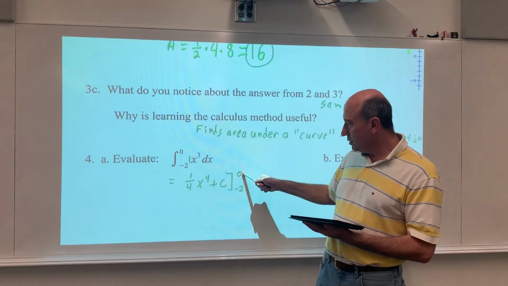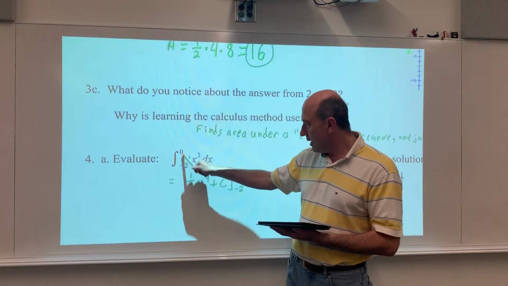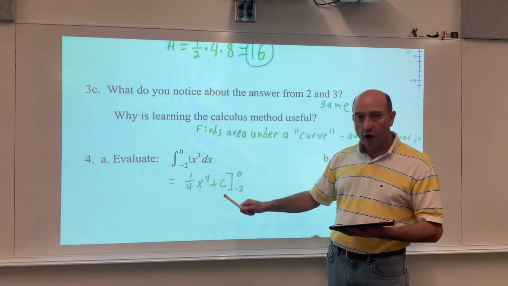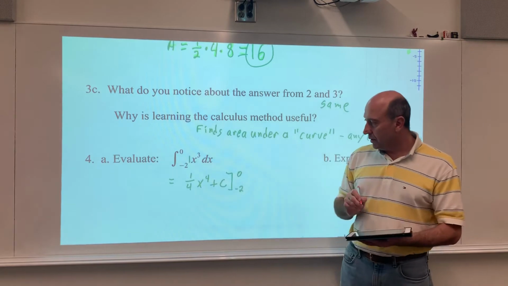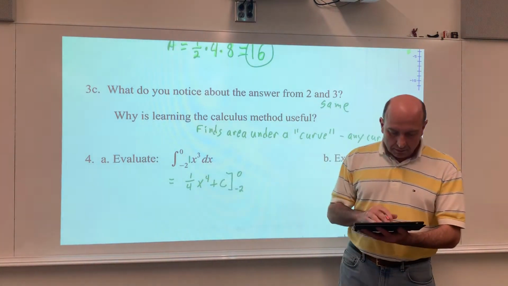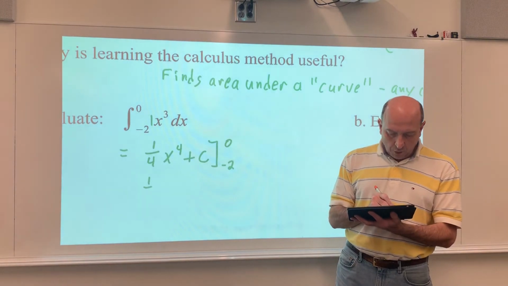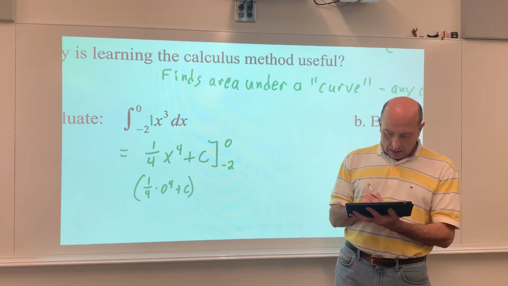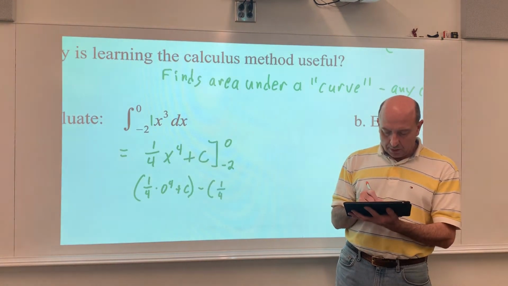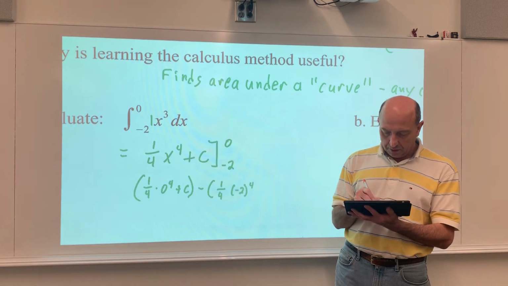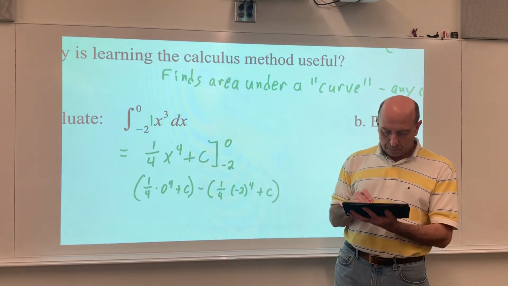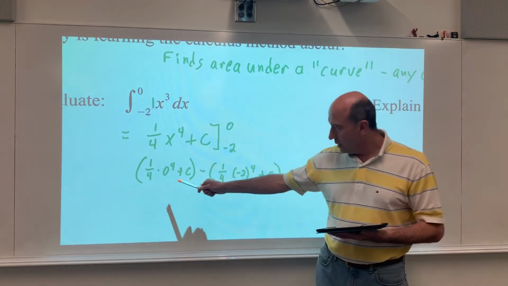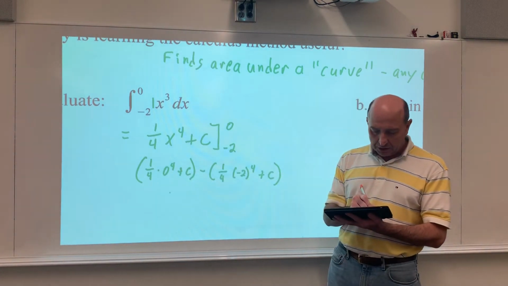Now, -2 to 0, we moved it from here to here because we took the antiderivative with respect to x. So this and the dx is gone. We did that, but the -2 and the 0 are still there. Now we're going to plug in the 0. So we get 1/4 times 0 to the fourth plus c. And we plug in -2. So we get 1/4 times -2 to the fourth plus c. So 0 to the fourth is 0. 0 times 1/4 is 0. 0 plus c is c.